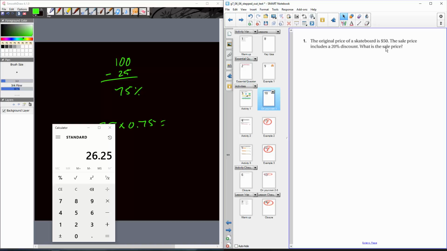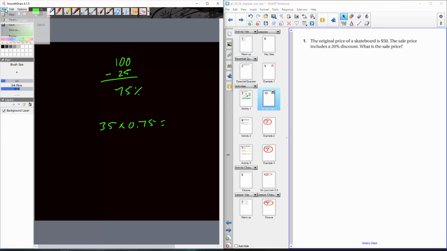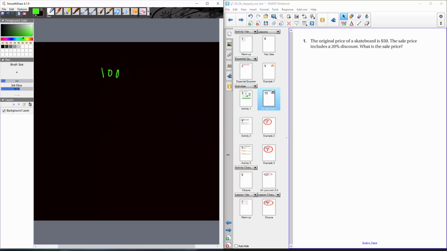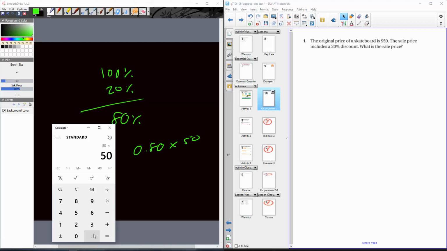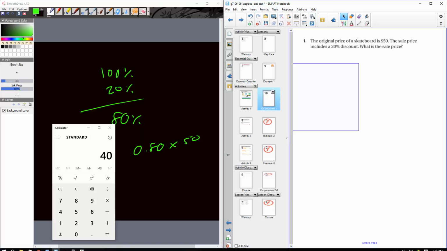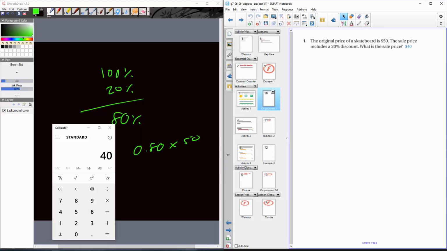So then this one says the original price of the skateboard is $50. The sale price includes a 20% discount. What is the sale price? Well, again, if I take 100% and I subtract 20%, because that's what's getting taken off, I'm paying only 80%, right? Which means 0.80 times $50. So I do 50 times 0.80. That means I pay $40. All right, there it is, 40 bucks.